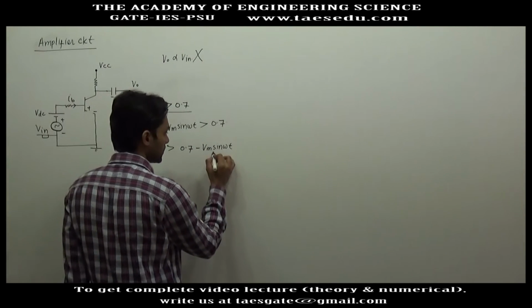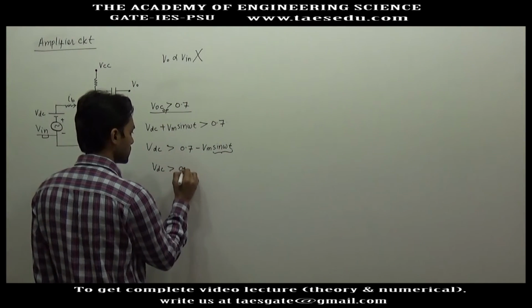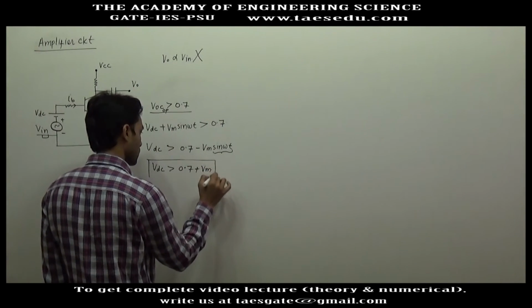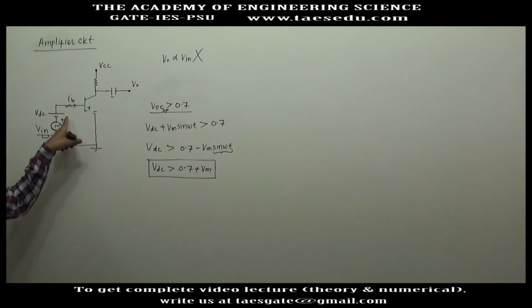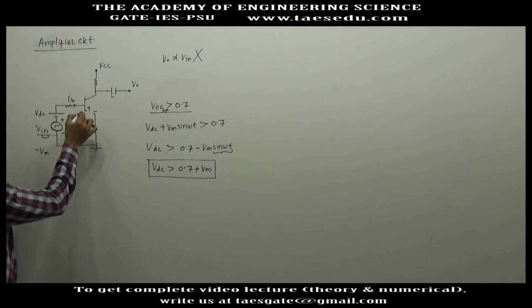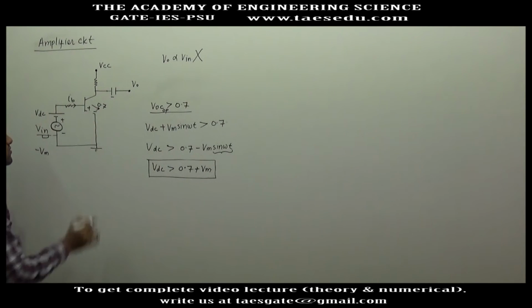Now when sine omega t is -1, VDC must be greater than 0.7 plus Vm. So what this expression tells is that the magnitude of this DC voltage source must be greater than the peak of this AC signal by 0.7 volt, because when this will be minus Vm, this will try to flow current in the negative direction, and in this direction the voltage has to be 0.7 volt.